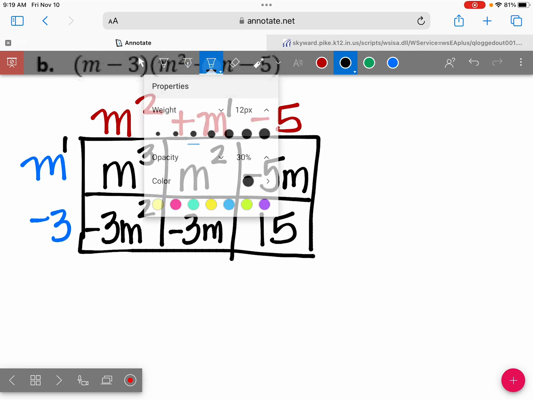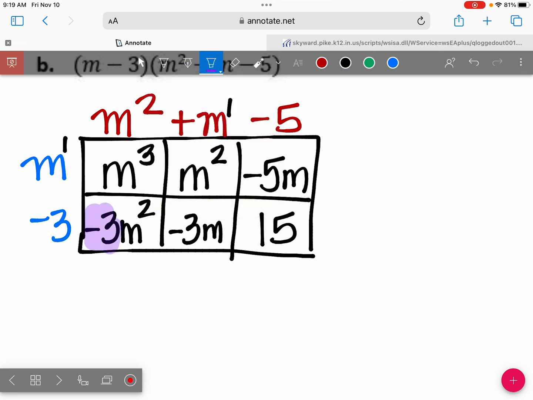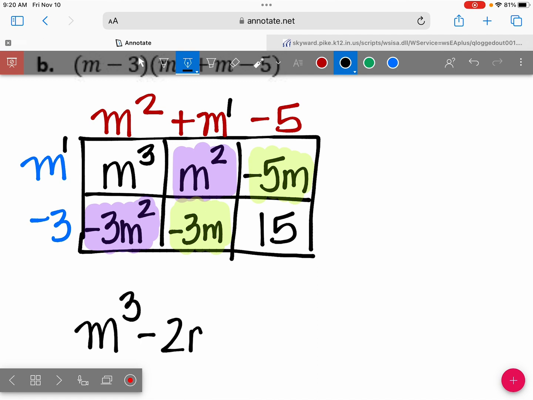And now we're ready to combine our like terms. So these two are like terms because they're both m squareds. And these two are like terms. So my final answer would be m to the power of 3 minus 2m squared minus 8m plus 15.